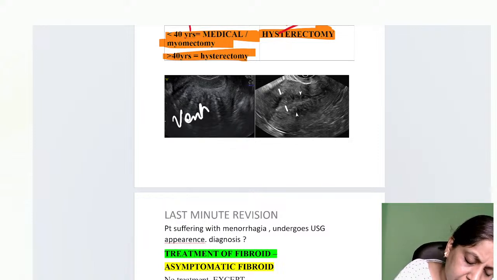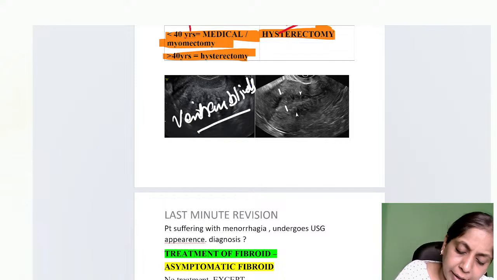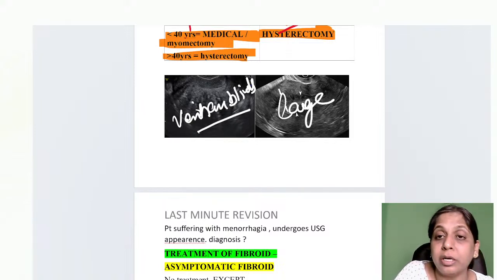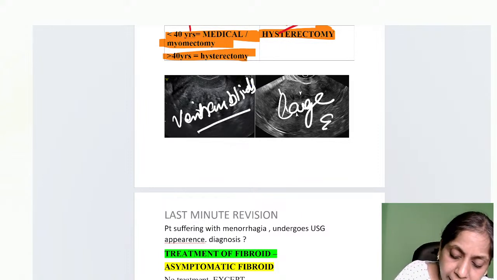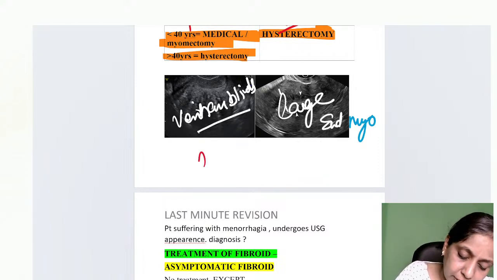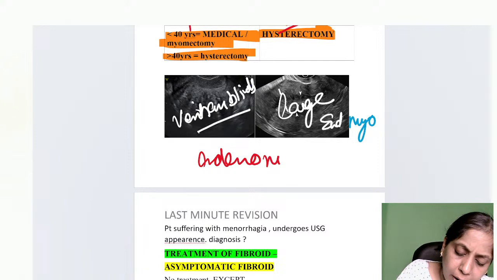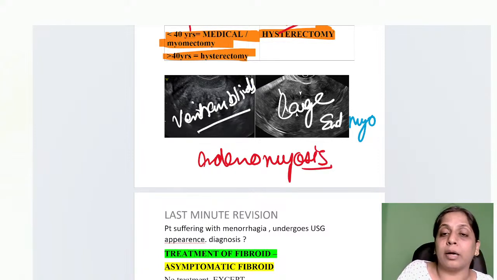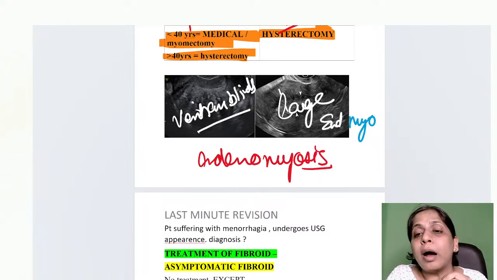So these are some characteristic appearances. This is Venetian blinds, right? And this is the large endometrial myometrial junction, which is the characteristic appearance of the adenomyosis. Adenomyosis mein kya ho raha hai? Endometrium is going in the myometrium.